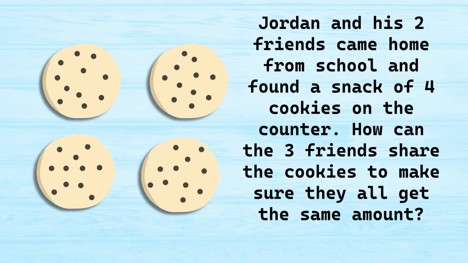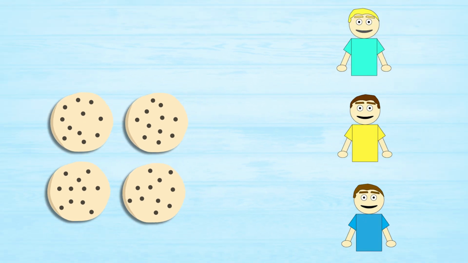Okay, let's see if we can figure this out. Jordan and his 2 friends came home from school and found a snack of 4 cookies on the counter. How can the 3 friends share the cookies to make sure they all get the same amount? Here are our 4 cookies that he's gonna share with 3 people.